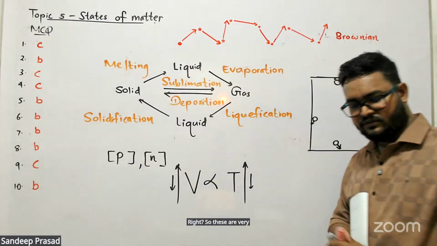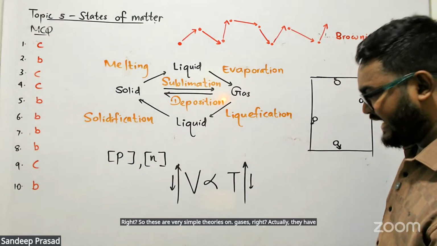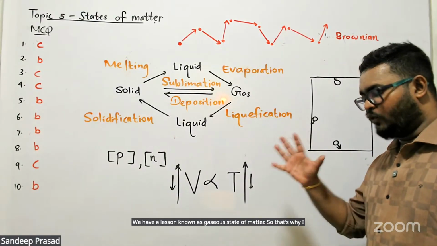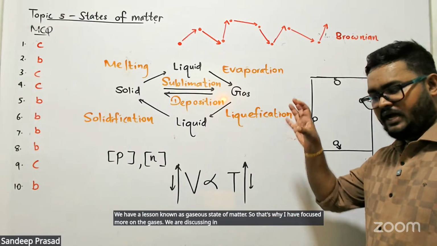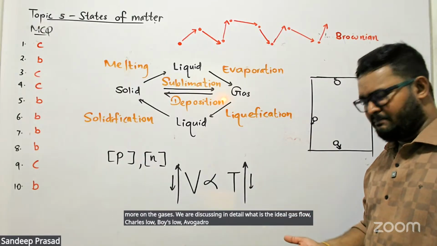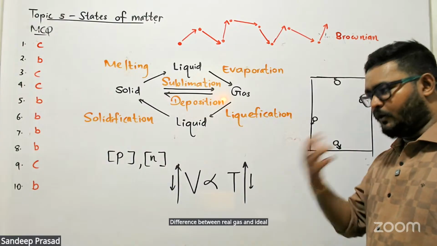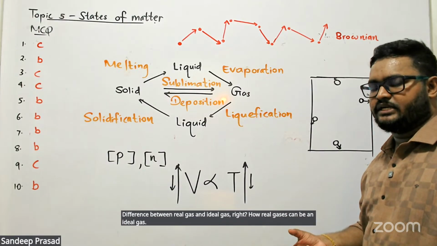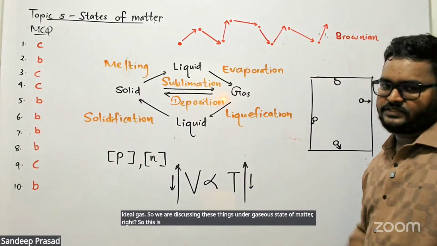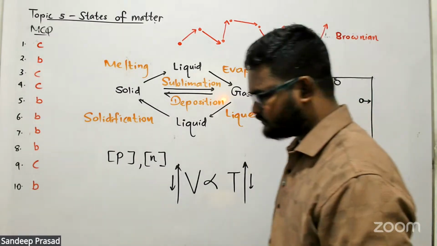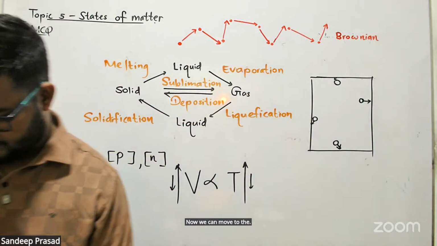So these are very simple theories on gases. Actually, they have mainly focused on gases. The reason is, students, we have a lesson known as gaseous state of matter. So that's why I have focused more on gases. We will discuss in detail the ideal gas law, Charles law, Boyle's law, Avogadro law, combined gas law, Dalton's law of partial pressure, what a real gas and an ideal gas are, the difference between real gas and ideal gas, and how real gases can behave as an ideal gas. So this is a small introduction to gases. Now we can move to the structured essay questions.